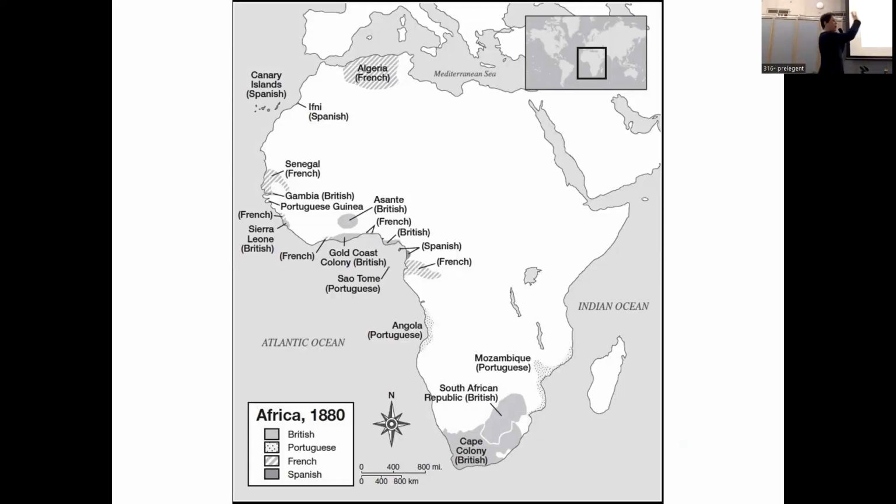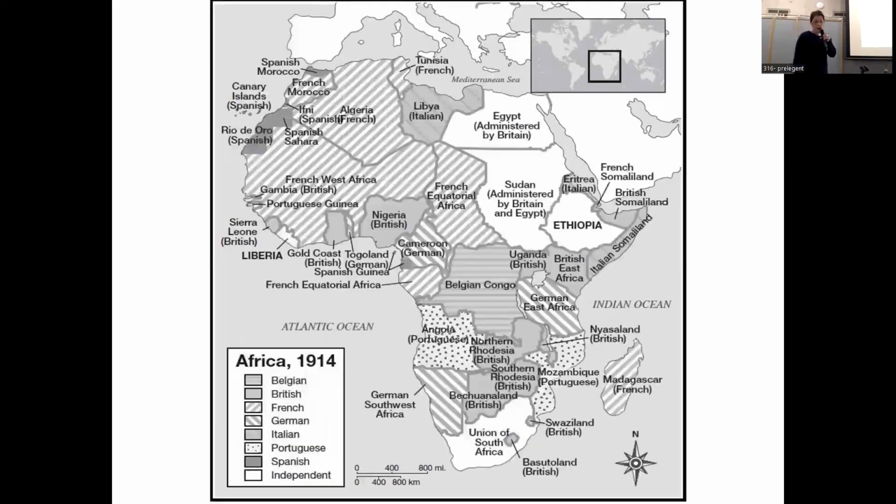Now, the scramble for Africa is long before there's any common European project. But this is how Africa looked in 1880. And as we know, Bismarck convened the Congo Conference in Berlin in 1884-1885 to carve up Africa. And this is how Africa gradually looked after that conference by 1914, with basically a piece of the pie for every colonial power that had wanted to claim one.